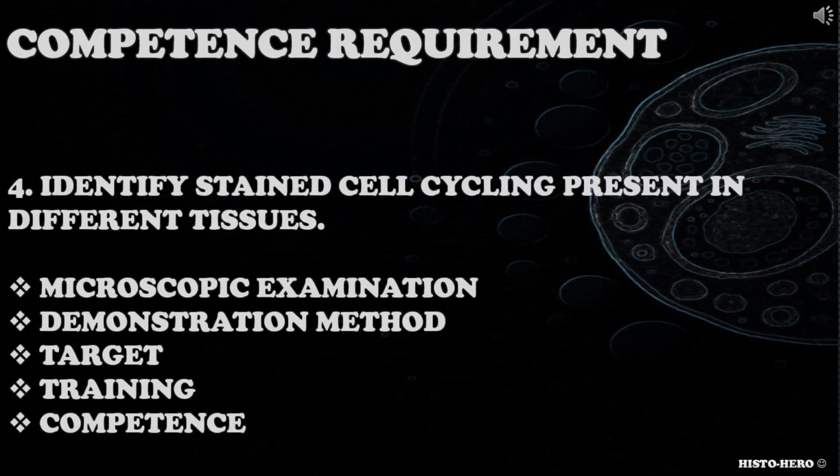The fourth competence requirement is for you to identify stained cell cycling present in different tissues. How can you identify proliferating cells in tissues? Consider microscopic examination of stained slides, demonstration method used and the target marker and cells expressing this marker, your training and competence.